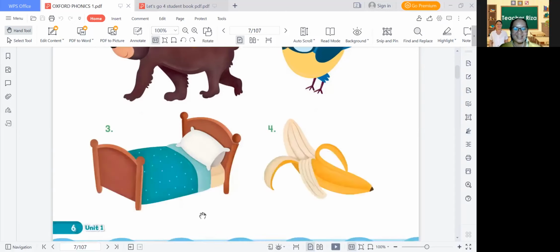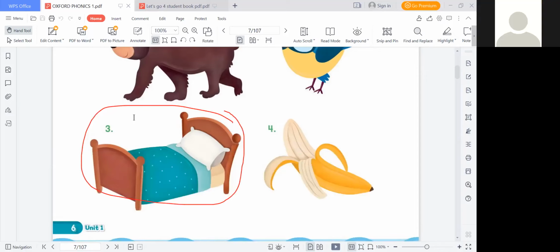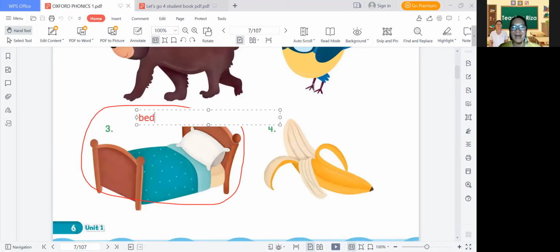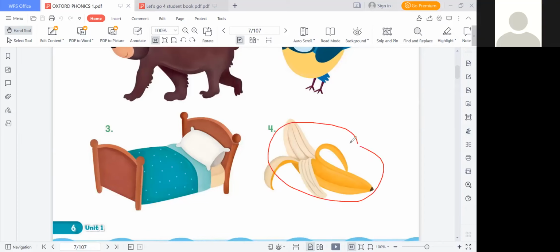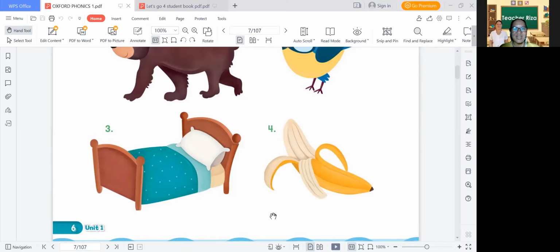Okay, this one, number three. What is this? It's a bed. Very good. Good job. How about number four? It's a banana. Very good. Do you want to eat a banana? Yeah. Okay, good job. That's good to hear.